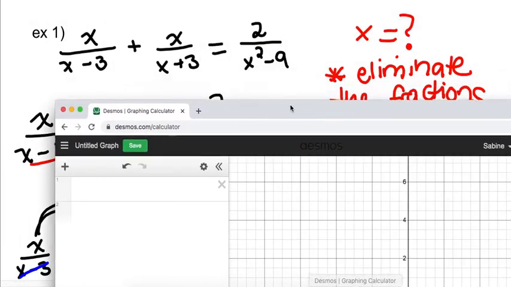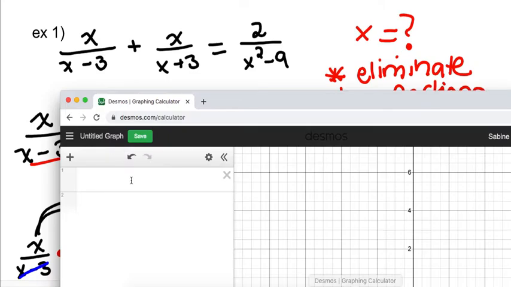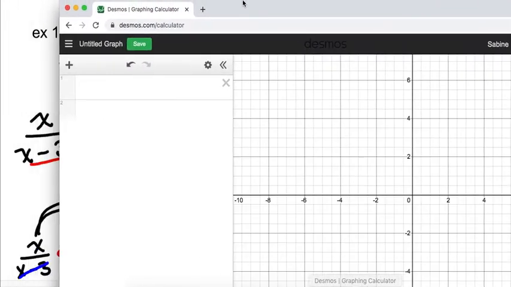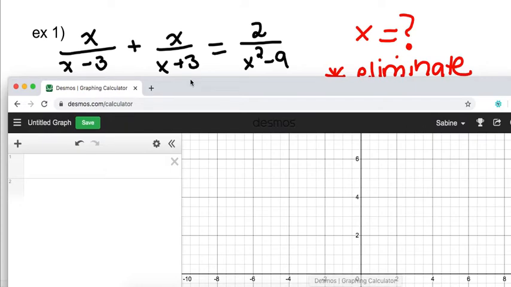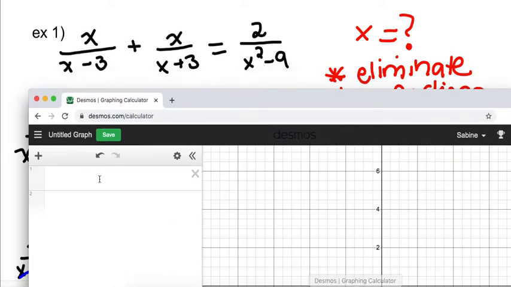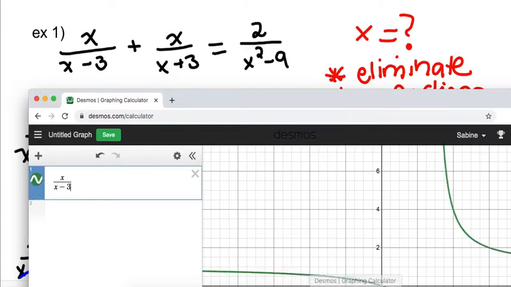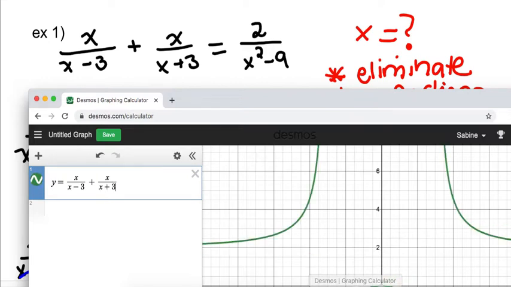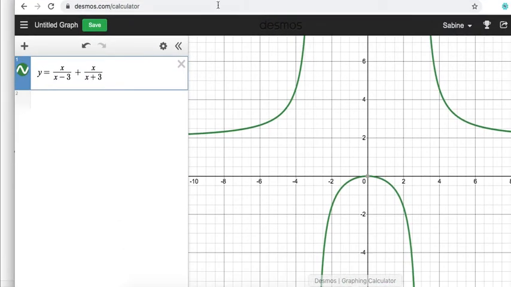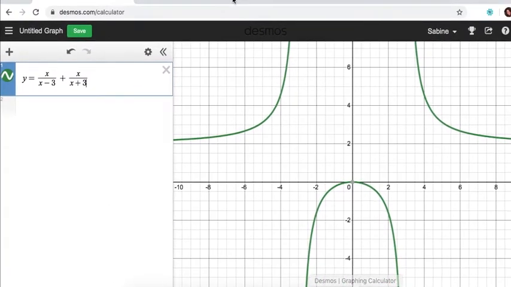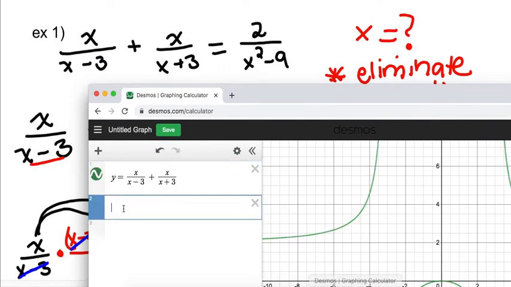So I'm going to type in the left side. I'm using Desmos, a graphing calculator, which is free and available for anyone to use, but obviously if you have a graphing calculator, feel free to use that as well. All I'm going to do is type in both sides of the equations as two separate equations. So I'm going to do y equals x over x minus 3, x over x plus 3. Okay, so this is my graph. It looks a little bit weird. Very interesting.